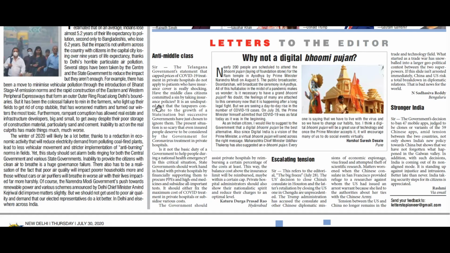Next one, we can have a look here. This is from the National Daily, the Pioneer Delhi edition. This is about anti-middle class. Someone has written about the issues related to middle class. Why not a digital Bhumi Pujan? This is related to Ram Janmabhoomi Bhumi Pujan. Escalating tensions, stronger India via email. The email is also given, as I told you. Letters to the editor can be sent through email, and the editors generally prefer getting it by mail.